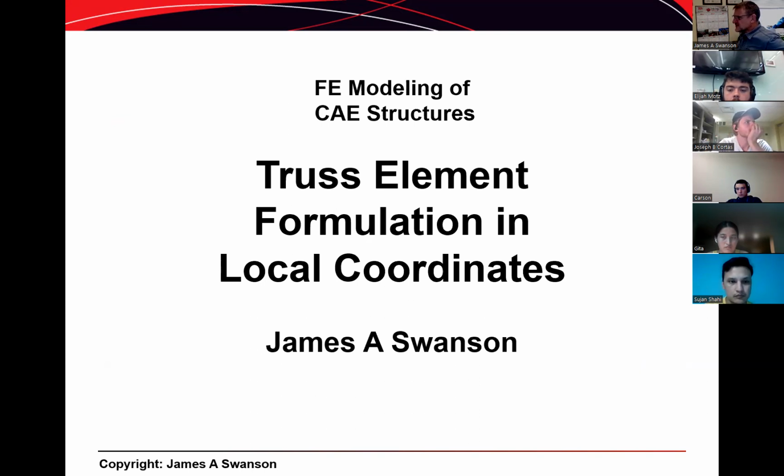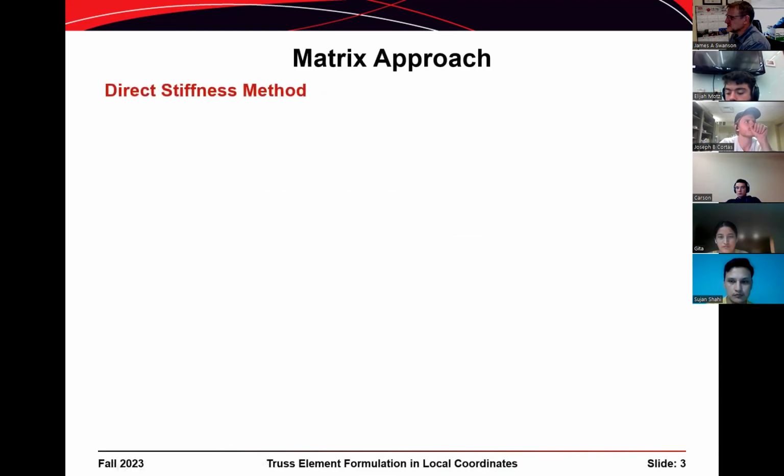So what I want to do is talk about how we would formulate a truss element stiffness matrix in local coordinates and then convert that stiffness matrix to the global coordinate system. And we don't really need to do this for trusses, but we can illustrate the process using a truss element, and then we can apply the process to beam elements and frame elements later on. And so that's the reason why I'm taking this approach to the explanation.